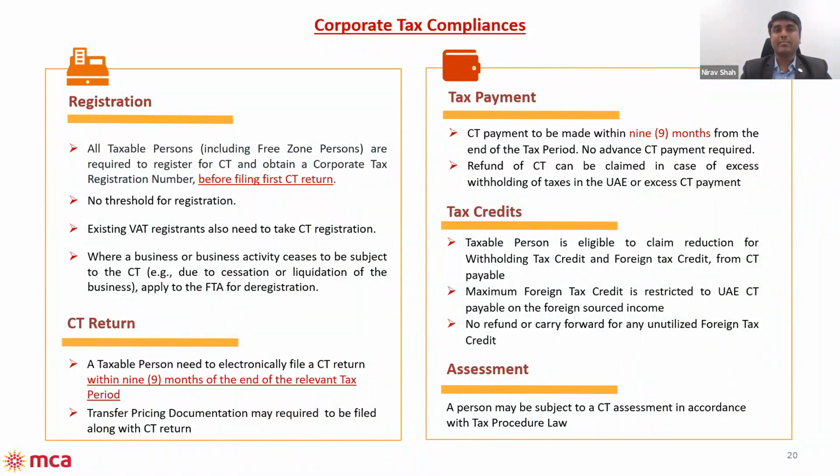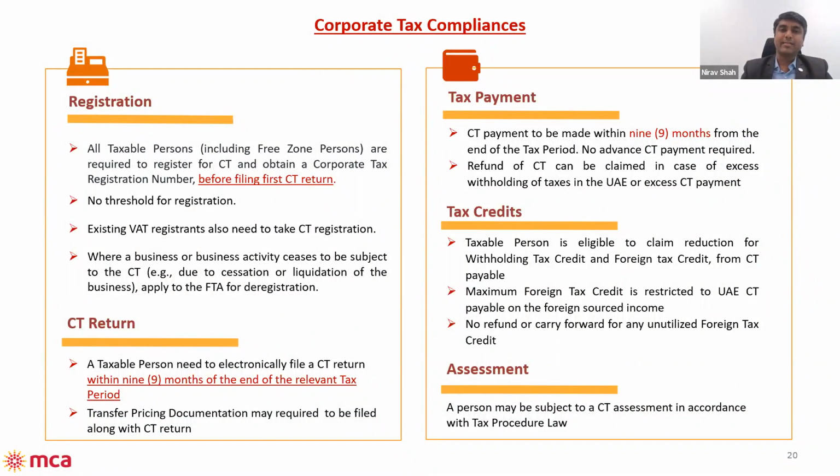A taxable person having a corporate tax liability needs to make that payment within 9 months from the end of the taxable period. It's the same timeline which we have for filing of the corporate tax return. Presently, no advance corporate tax payments are required. In case there is an excess corporate tax payment, then the person can claim a refund of the same.